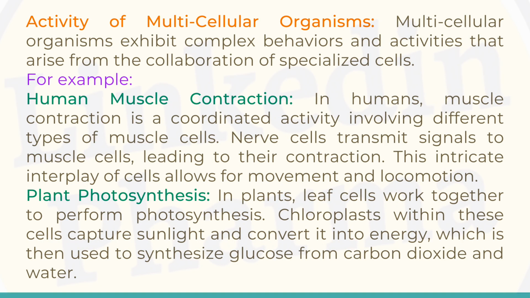Activity of multicellular organisms. Multicellular organisms exhibit complex behaviors and activities that arise from the collaboration of specialized cells. For example, human muscle contraction. In humans, muscle contraction is a coordinated activity involving different types of muscle cells. Nerve cells transmit signals to muscle cells, leading to their contraction. This intricate interplay of cells allows for movement and locomotion.